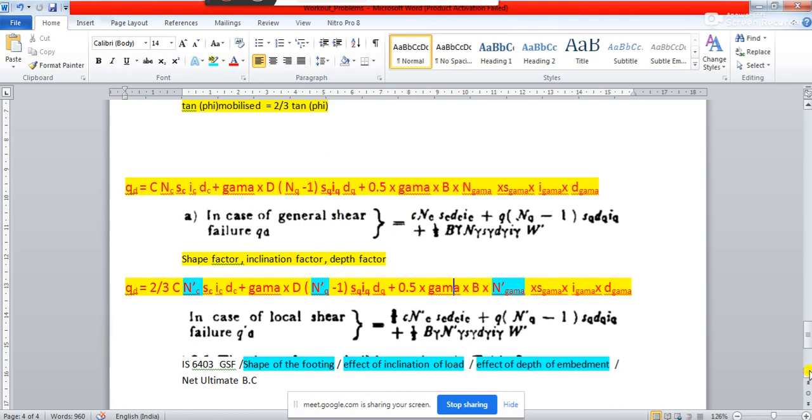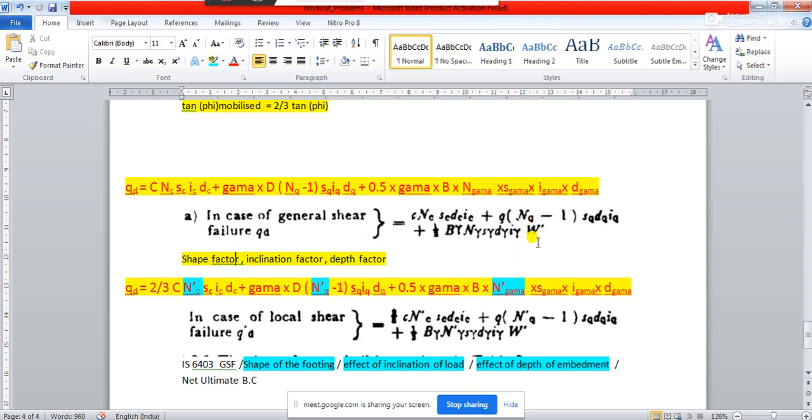See, we are here, right? In the last class we left off at this point: in case of general shear failure we have three factors. You remember I spoke about these three factors: shape factor, inclination factor, and depth factor. And then there is a water table factor, that is W dash.